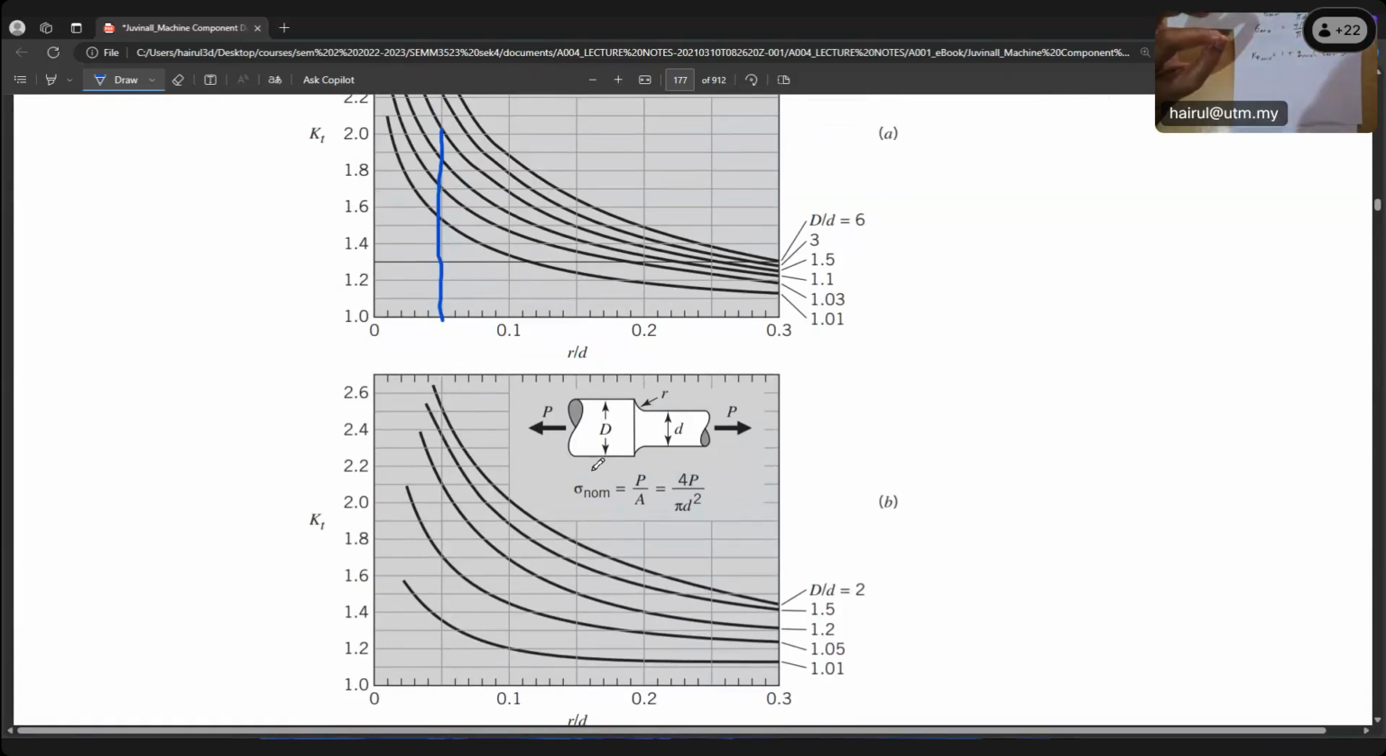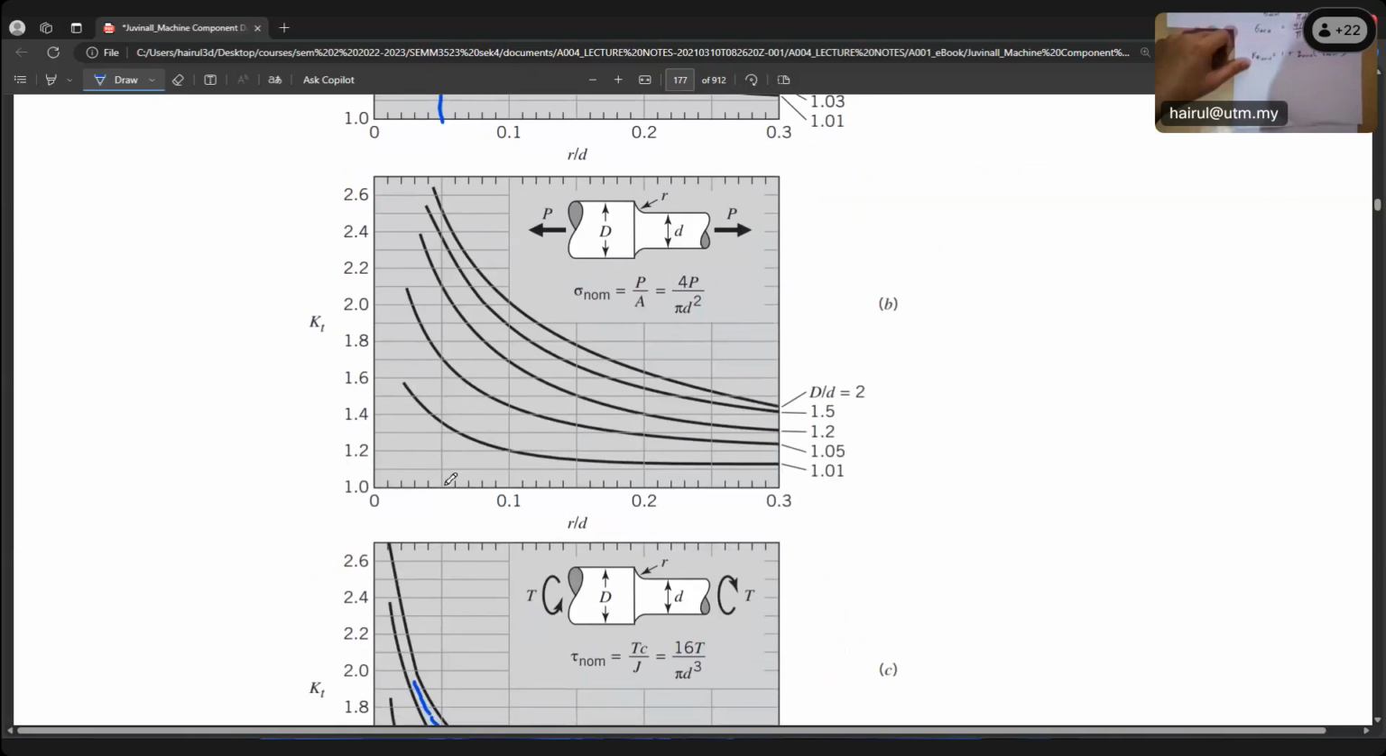R over D, 0.05. D over D, 1.5. Which one is 1.5? Can you see? The second curve, right? The first one is 2. The second curve is 1.5. Then you intersect.